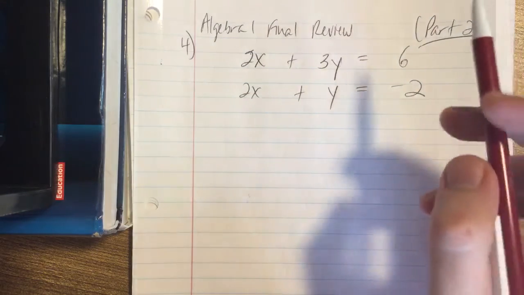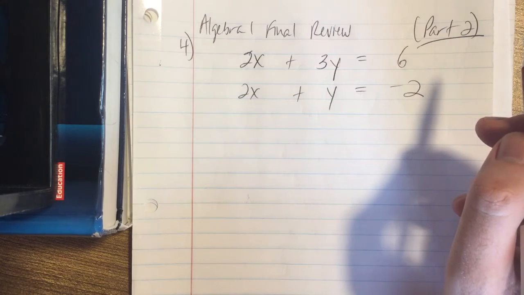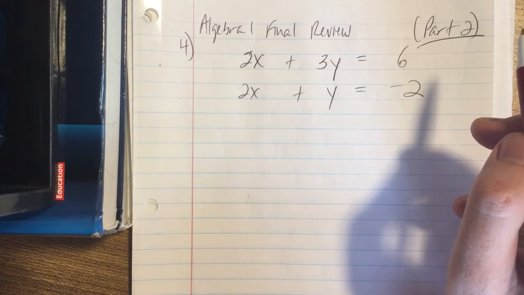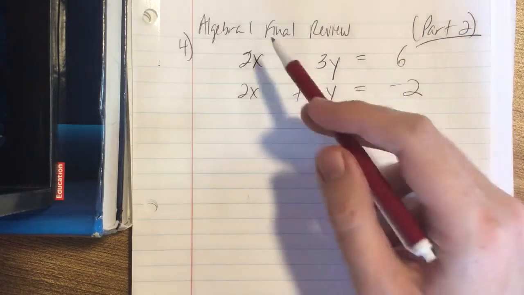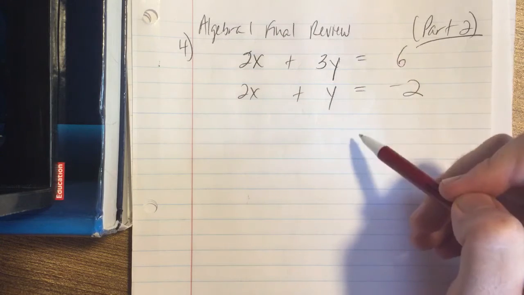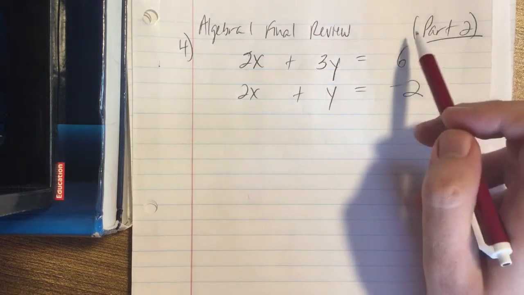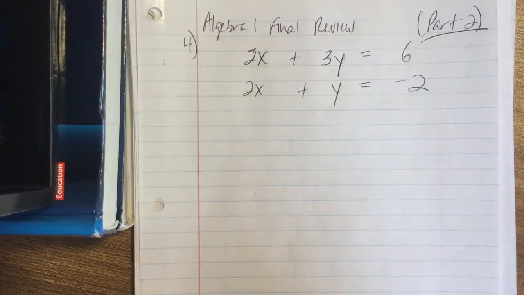In question 4, we're asked to solve the system of linear equations 2x plus 3y equals 6 and 2x plus y equals negative 2. Since we already have our x terms lined up, our y terms stacked on top of each other, our equal signs stacked on top of each other, and our constants stacked on top of each other, we're going to use the elimination method, which could also be referred to as the addition method.